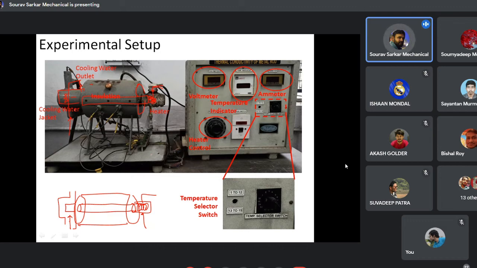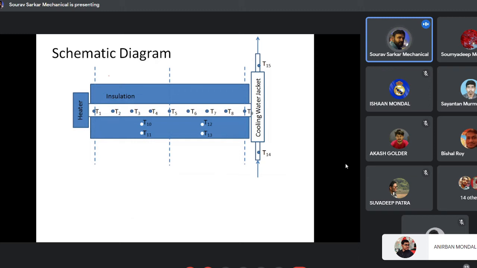Similarly, you have a voltmeter. You have to find out how much heat you are supplying. You have to find out the ammeter. V into I, you will get the power. You have 9 thermocouples along with 5 more thermocouples, so you have almost 15 thermocouples.